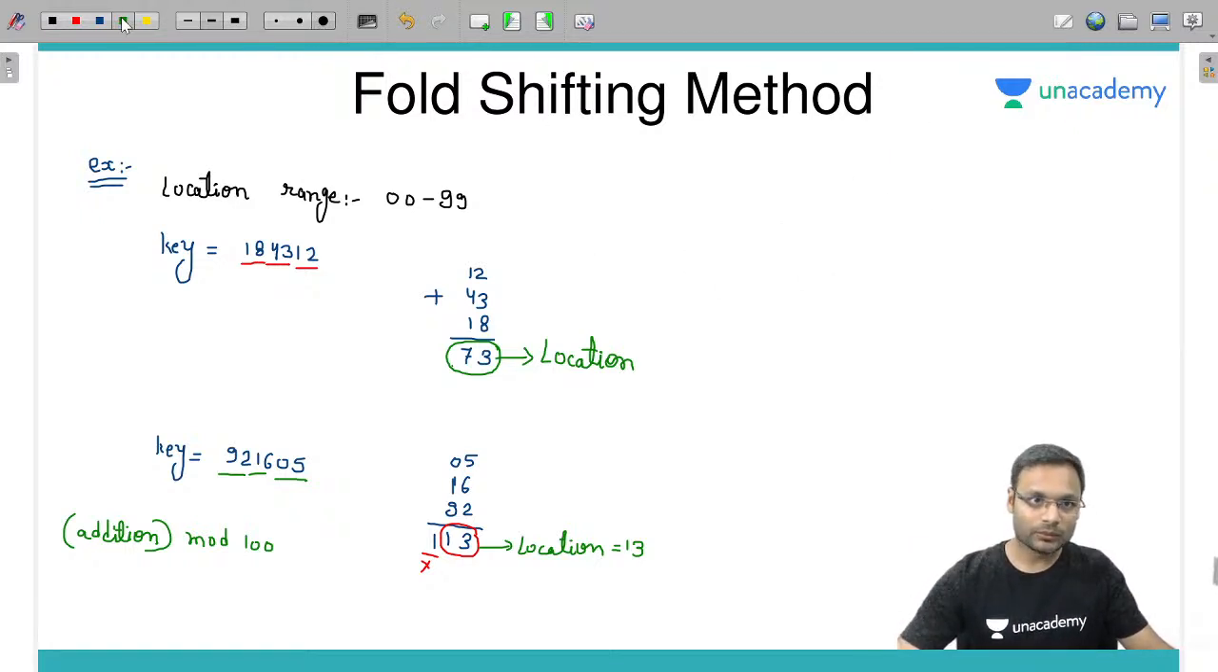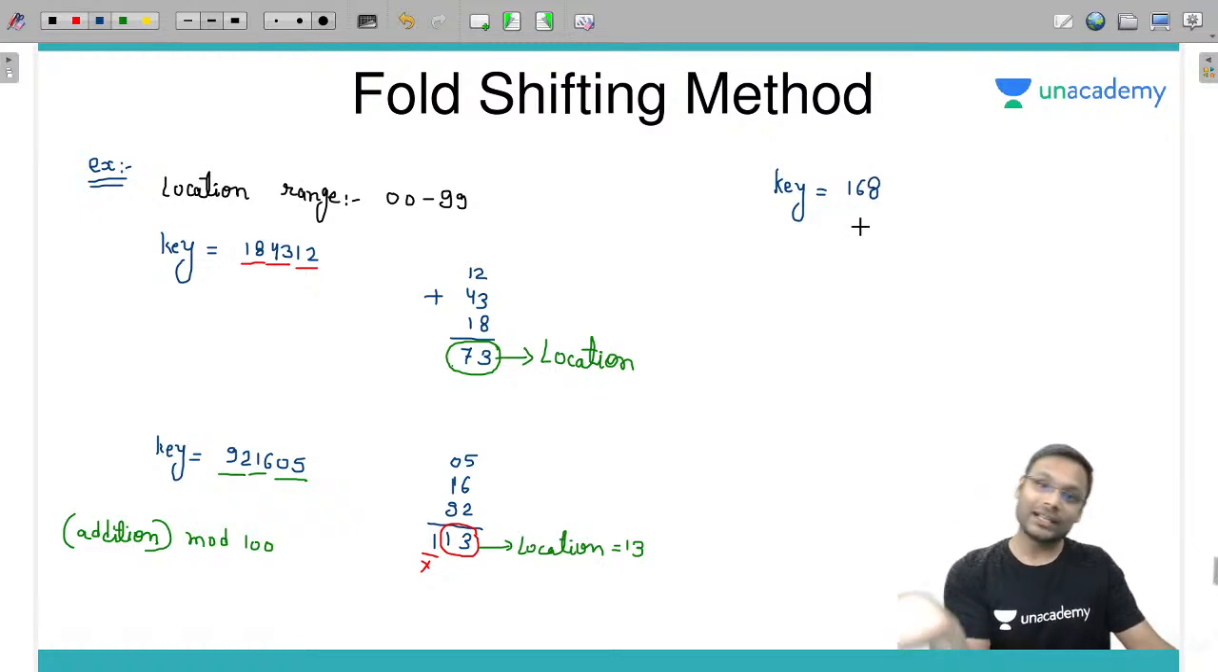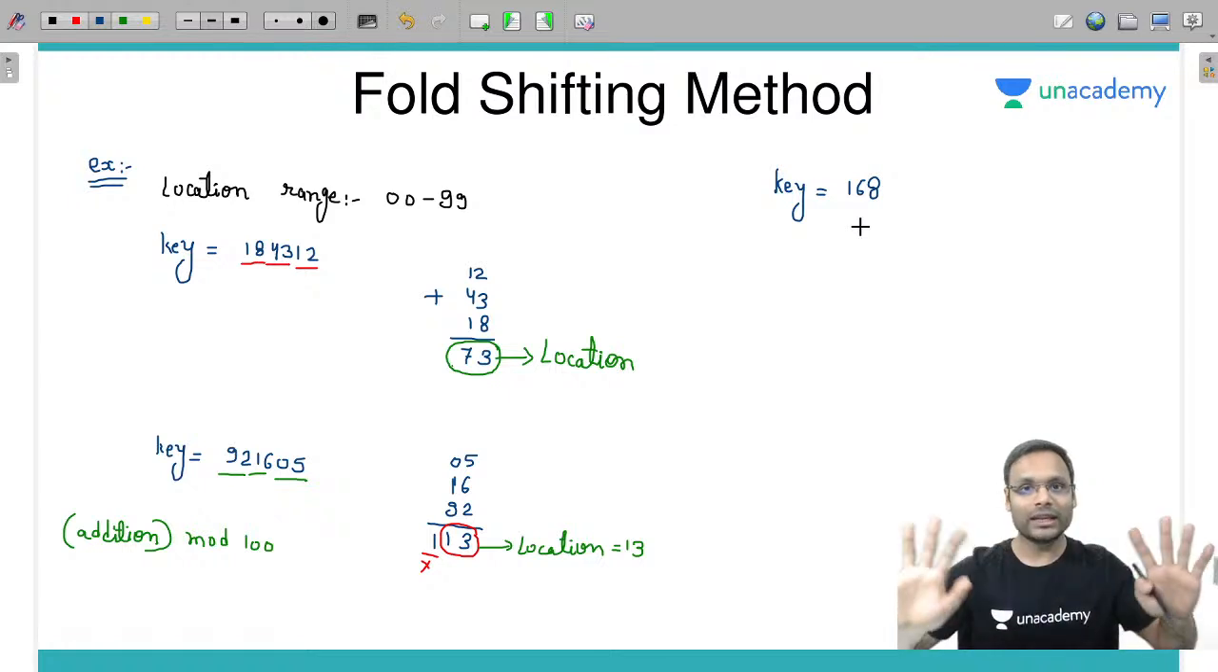मैं बताता हूँ. Look at this. Suppose you have key is equal to 1 6 8, you can take the folds from the right side, you can take the folds from the left side also. There is no standard.